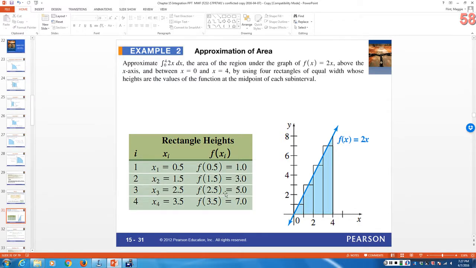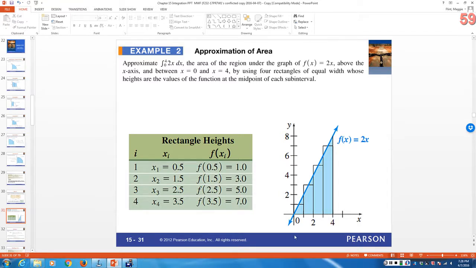So actually, if you take the area of this first rectangle, it's 1 times 1. The area of this one is 1 times 3. The area of this one is 1 times 5. The area of this one is 1 times 7. Right? So I could just add all these numbers up. 1 plus 3 is 4, plus 5 is 9, plus 7 is 16.